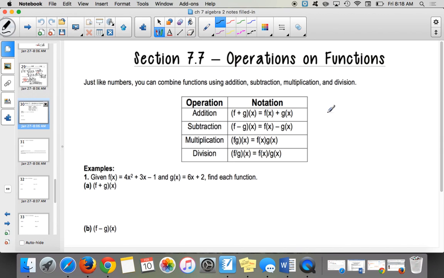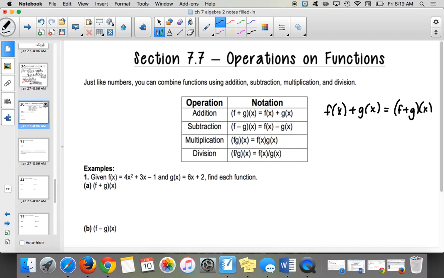So if you see f of x plus g of x, we can shorthand it by writing f plus g of x, like that. Does that make sense? And if we had f minus g in parentheses of x, then we would be subtracting our two things.